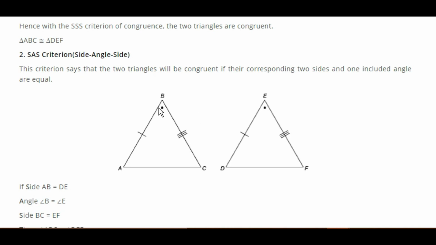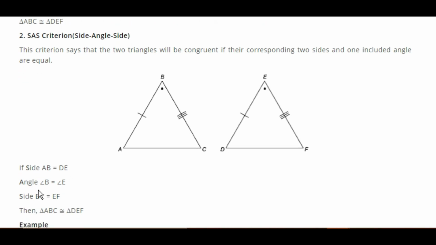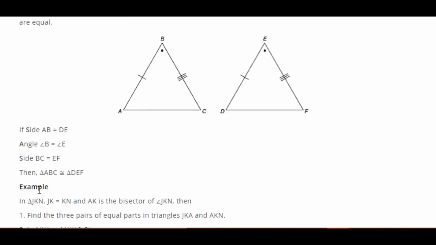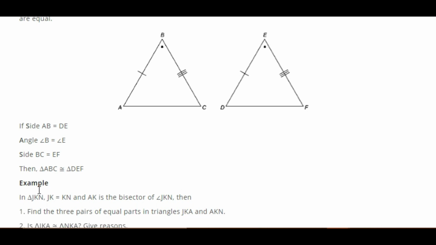We need the two arms of the same angle to be equal. If we talk about angle B, then these two arms should be included in this criteria. If we talk about E, then these two arms will be included. So here we can see that side AB is equal to DE and BC equals to EF, and the angle between them, angle B, is equal to angle E. So this triangle will be congruent with the criteria SAS.